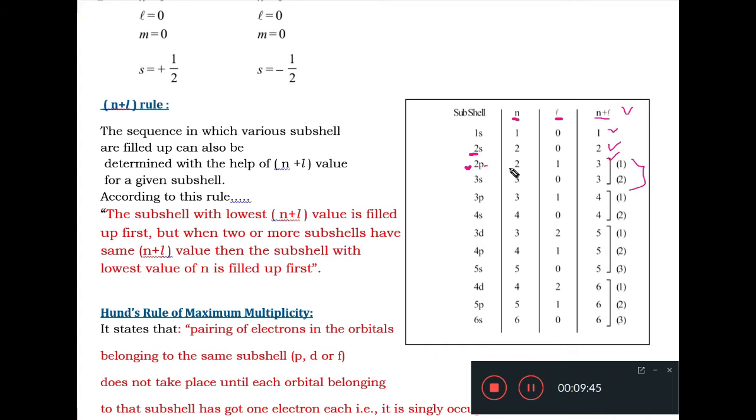When 2 subshells have the same value of n plus l, then electron will first go to that subshell which has less value of n. As you can see here, when 2 or more subshells have the same n plus l value, then the subshell with the lowest value of n is filled up first. So between these two orbitals, 2p and 3s, both have the same value of n plus l, but electron will go first to 2p. It is because the value of n is lower. Is it clear, student?